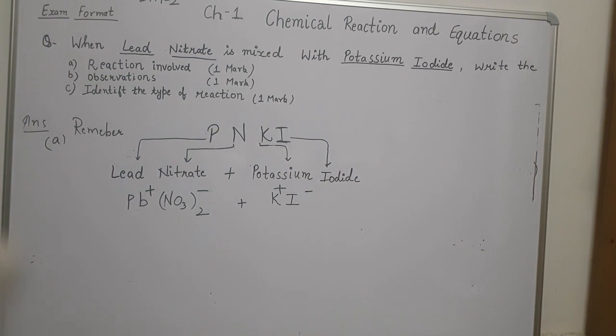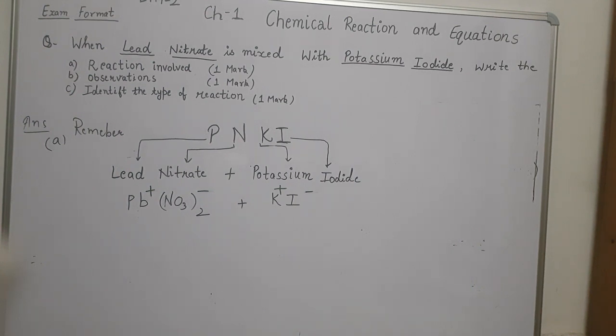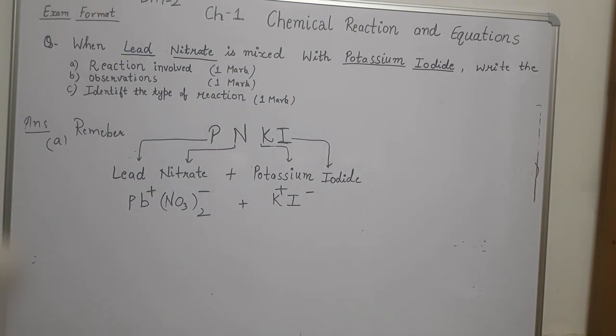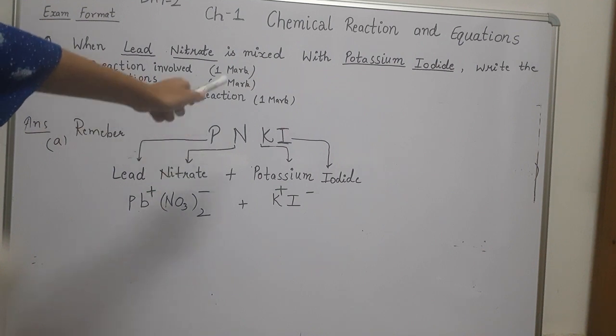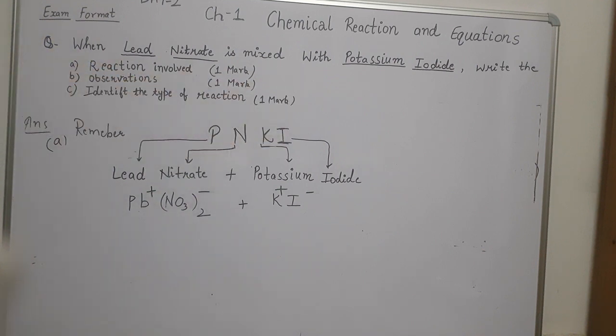The question is, when lead nitrate is mixed with potassium iodide, write the reaction involved, write the observation and identify the type of reaction. For this reaction, you have to remember a mnemonic, that is PINKI, P-N-K-I. P is for lead, N for nitrate, K for potassium and I for iodide.